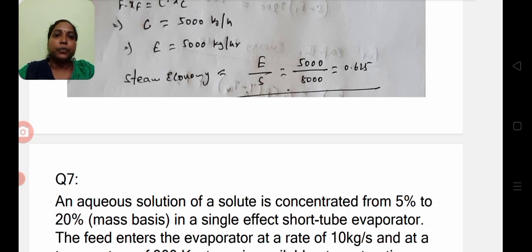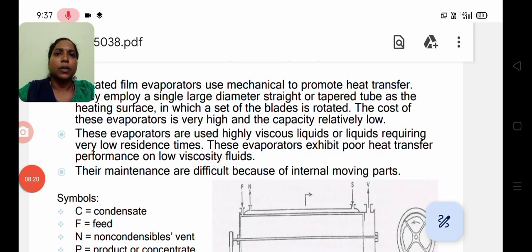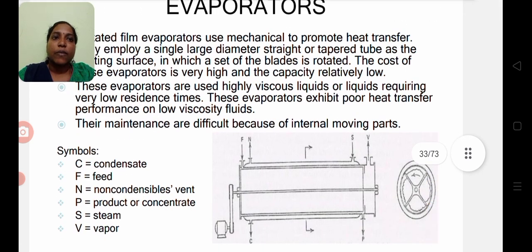The agitator is fixed at the center of the equipment to mix the highly viscous liquid. The maintenance is difficult because of the internal moving parts, and as I said, it can be used for highly viscous liquids or liquids requiring a very low residence time. Residence time is the time the feed resides inside the equipment, and here it is low. And this evaporator exhibits poor heat transfer performance on low viscosity liquids.